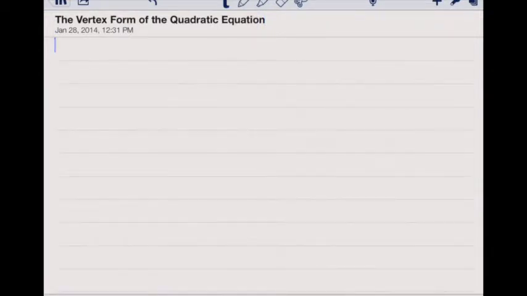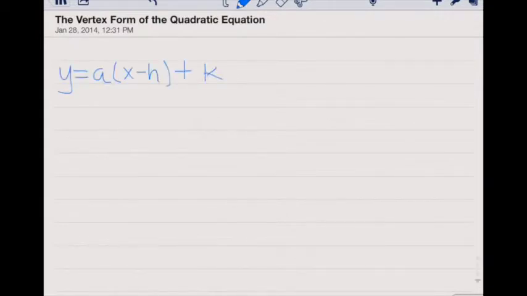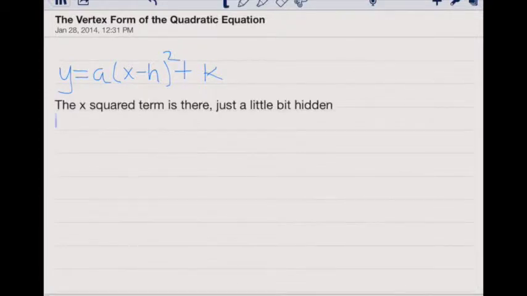The vertex form of the quadratic equation has the following form: a times the quantity x minus h squared plus k. That x squared term really is there, it's just a little bit hidden. So it's this here which lets us know that eventually we are going to get an x squared term out.